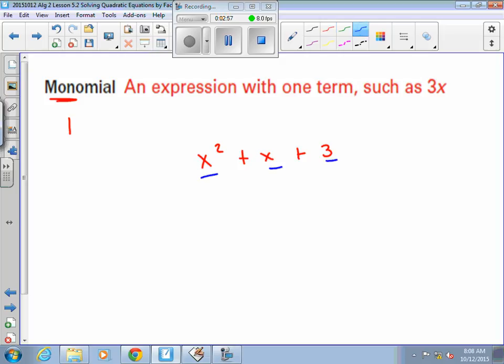How many terms if we have something that says 2xy squared z? How many terms is that? That is only one term. Even though you can clearly see there are four things up there, a 2, an x, a y squared, and a z. Remember, terms are separated by addition or subtraction, and that's not separated at all. So that's only one term. This would classify as a monomial. In this case, one term.